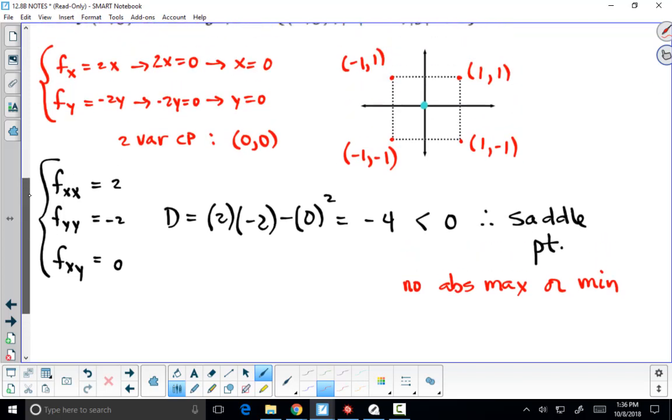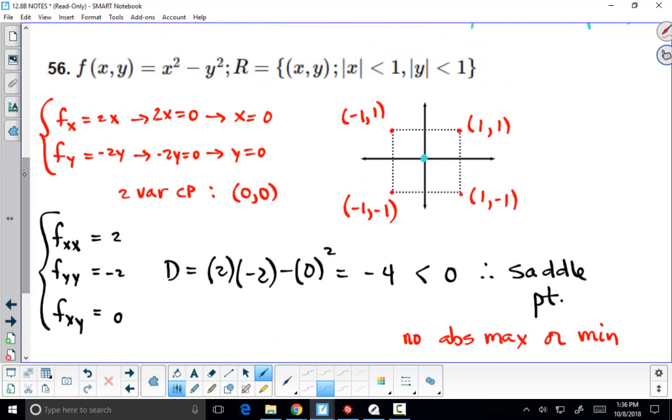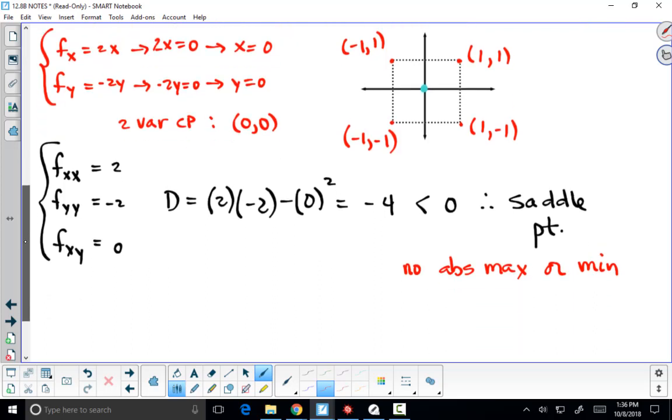If we included the boundary, we would go through the same boundary process. We would let x equal 1, plug it in there, and we'd get negative y squared. Let's take the derivative of that, that's negative 2y, so y equals 0. So that would be a one variable critical point, where we'd end up with those 4 points being one variable critical points. And then we'd have to test the function value for all 8 points: the 4 one variable critical points and the 4 vertices. Then we pick the highest number as the absolute max, and the lowest number as the absolute min.